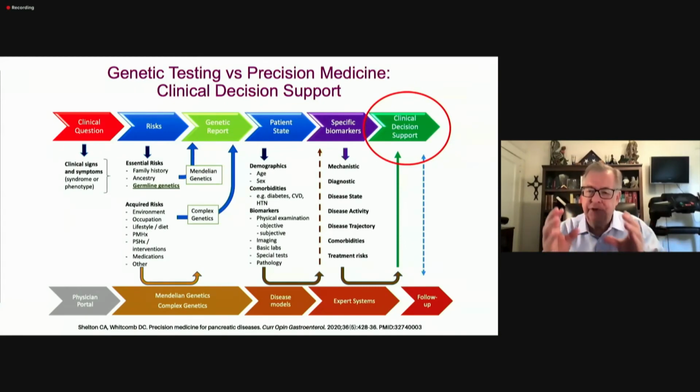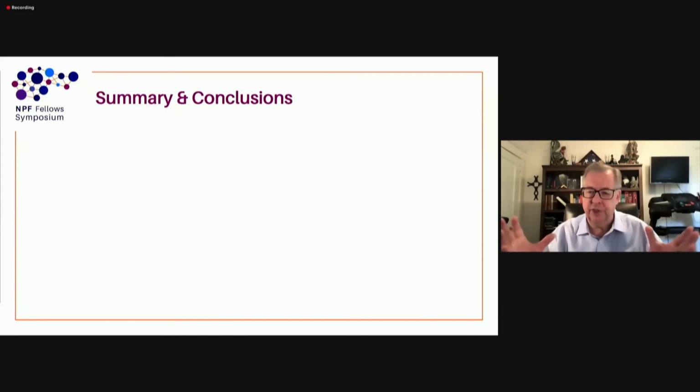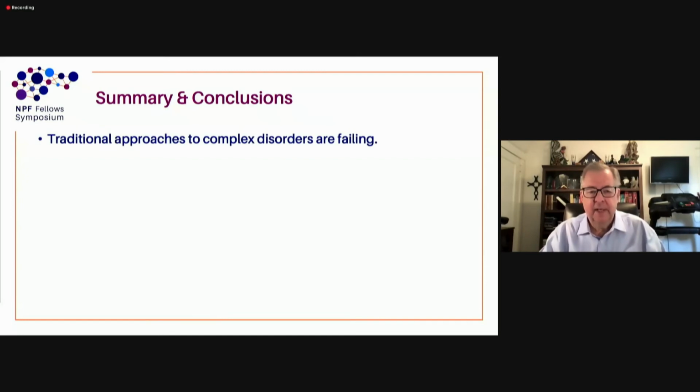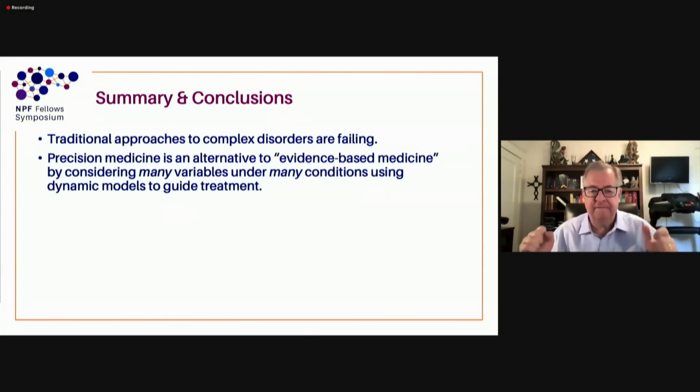We need a clinical decision support, providing clinicians information on what to do, not assuming that they're going to become geneticists because it's too complex. We need to be able to integrate this into models so that the physician can know what to do. So in summary, next. The traditional approaches to complex disorders using a case control model fails. Precision medicine is an alternative to the evidence-based medicine case control by being able to consider many variables under many conditions using dynamic models and guidance in individual patients.